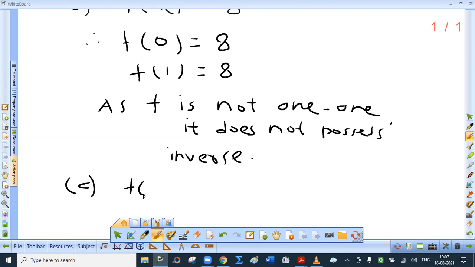Now, C part. Okay, see, presentation is important. f of x is (6x - 7)/3. Now who will tell me how to prove whether it is one-one and onto? See, we have done one sum of this type. This seems to be one-one and onto, so inverse can be obtained. Yes, anybody?